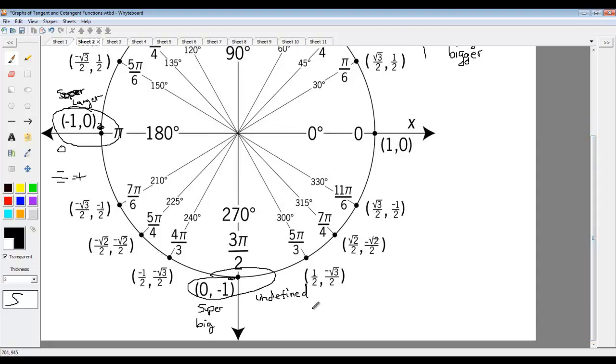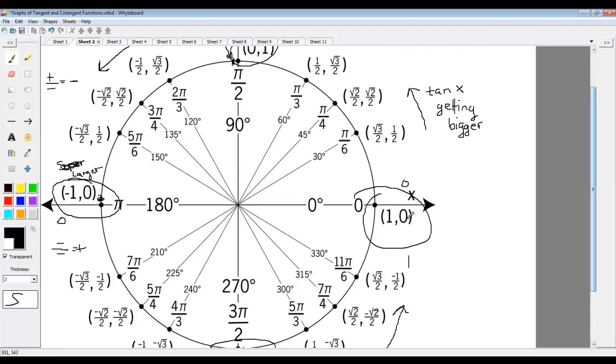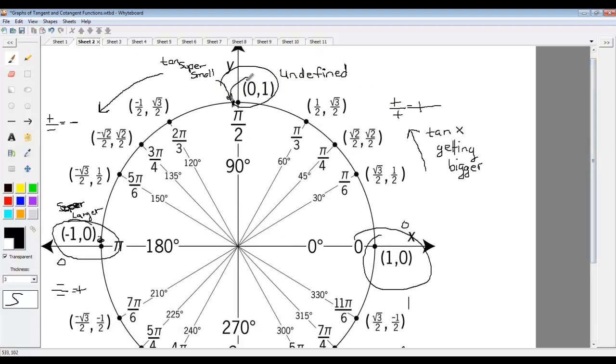You have negative over positive is negative, it's super small. And then as it's getting bigger and bigger and bigger, here you got 0. That's an x-intercept. And then it's getting bigger. Positive over positive is positive until it hits undefined. And you could keep doing that in this circle over and over and over again.